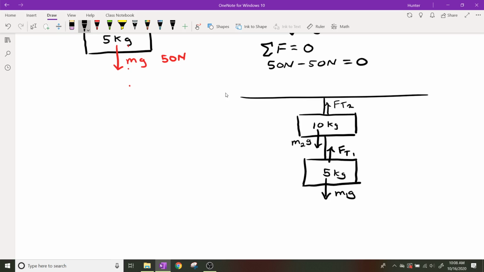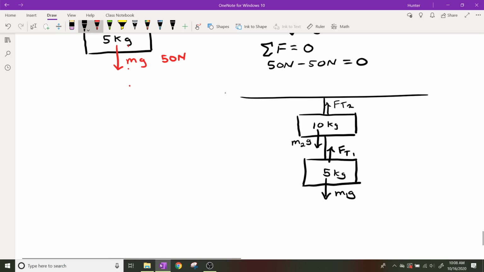So the first rope's tension will be the opposite of the weight of the 5 kilogram mass, which would be 50 newtons, and I'm okay with that. The top one has to hold the 10 kilogram mass and the 5 kilogram mass, which means altogether it's going to be the weight of the 10 kilogram mass plus the weight of the 5 kilogram mass, which I do believe comes out to 150, right? So we have different forces involved here.